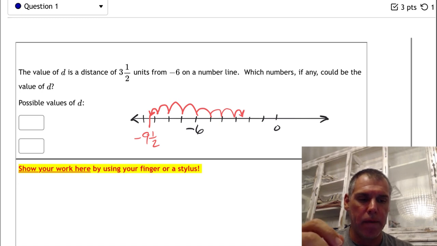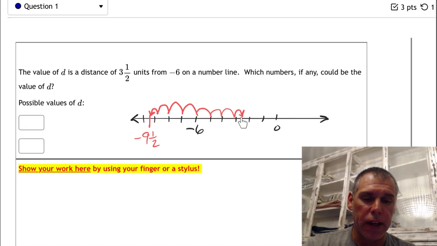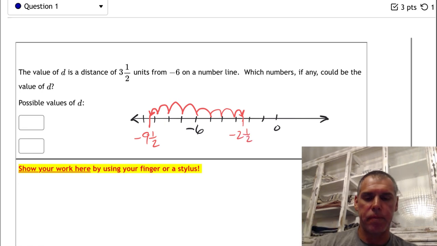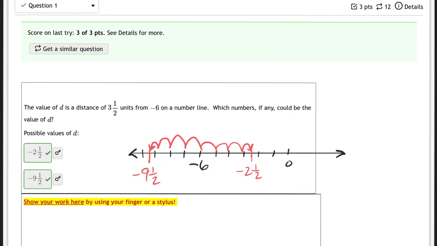And then on the other side, we have to go 1, 2, 3, but then a half right there. And what are we talking about there? We're talking about -6, -5, -4, -3, -2. That's -2.5 right there. So that would be -2.5. And now we can see that that was the right answer.